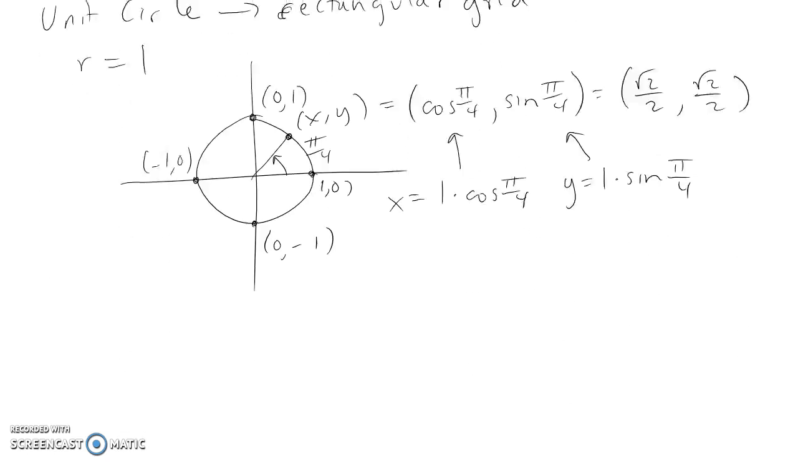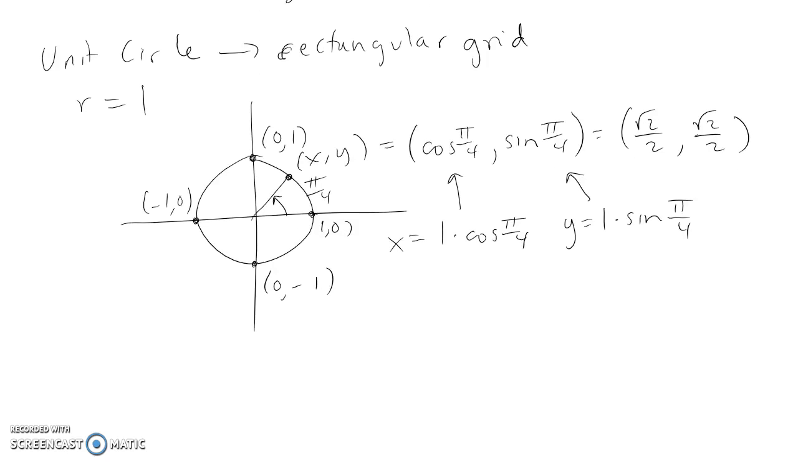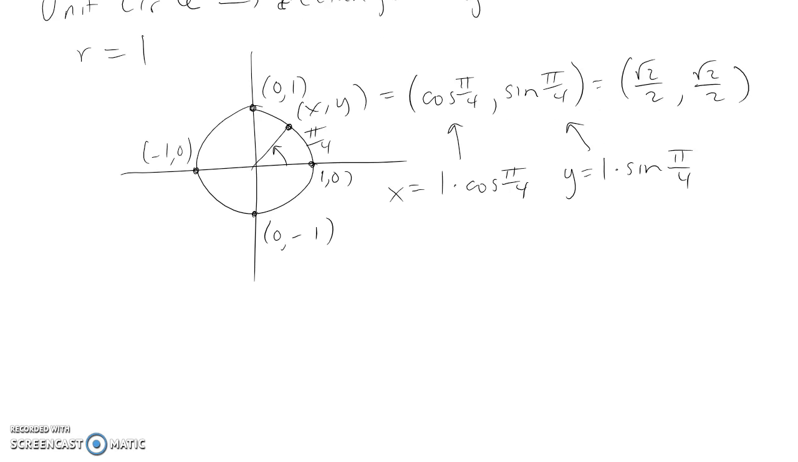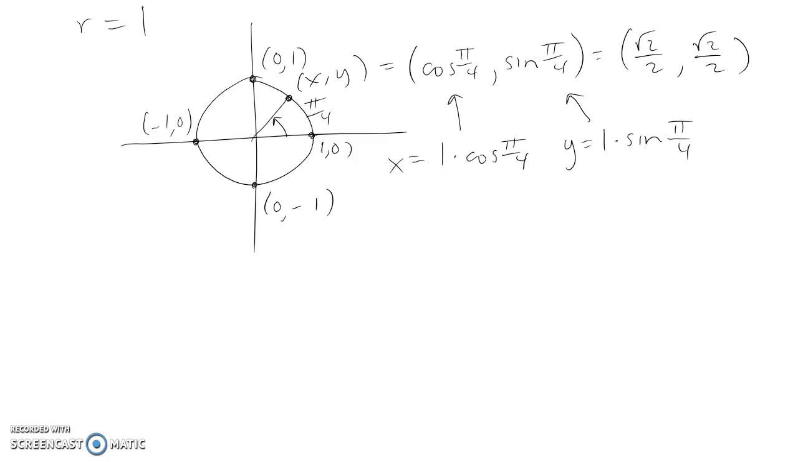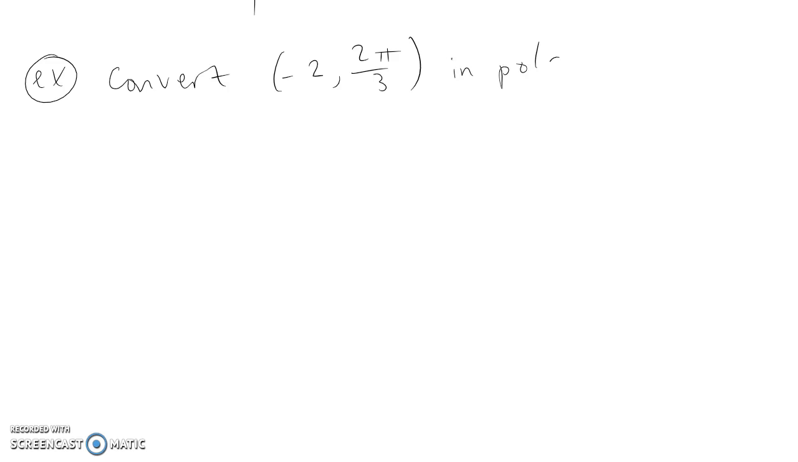So it's a way to think about a different coordinate system based on the idea of the unit circle, which actually does happen on a rectangular grid, but then the grid is changed to a circular, or what we call the polar grid. All right. So I'm going to do a couple of examples. We're going to convert negative 2 comma 2 pi over 3, that's in polar coordinates, to rectangular coordinates.